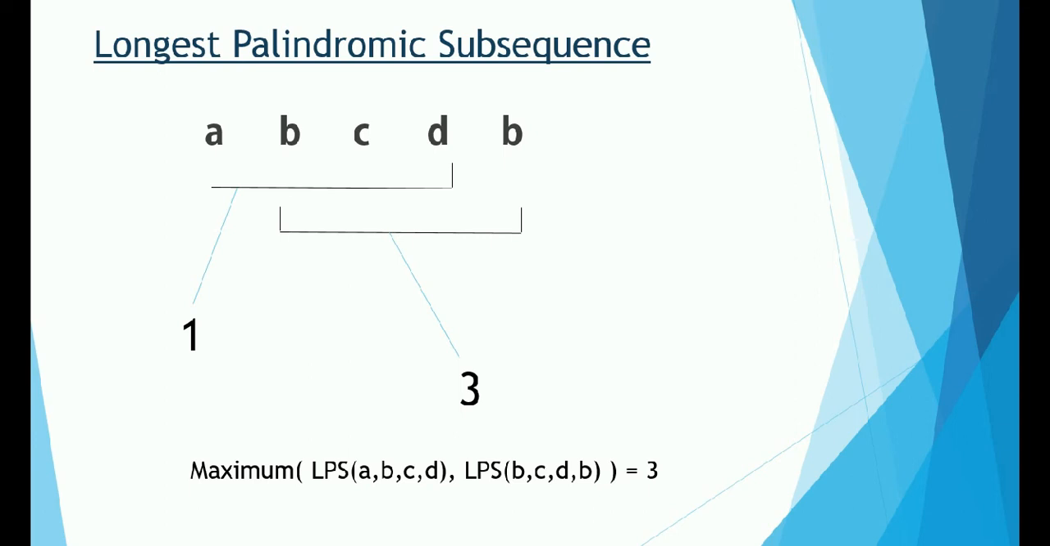All right, but is this the only formula? There is one thing which we are missing here. What if ABCDB was a palindrome? That means instead of B, what if I had A? That means the string would have been ABCDA. So let's focus on solving that as well.